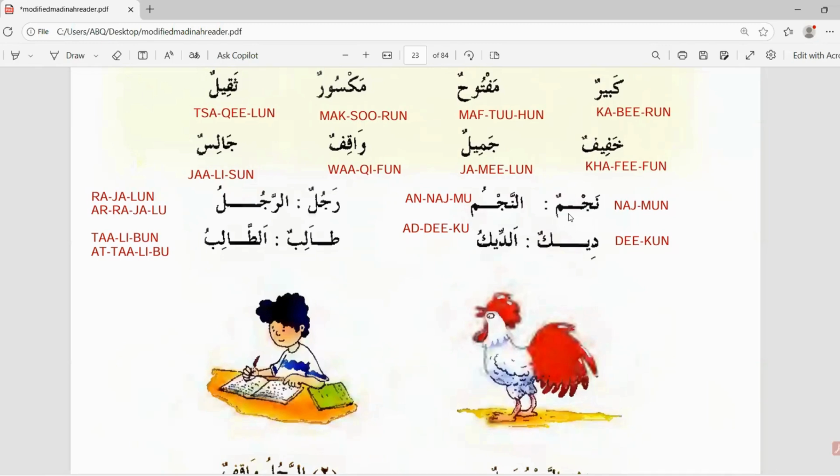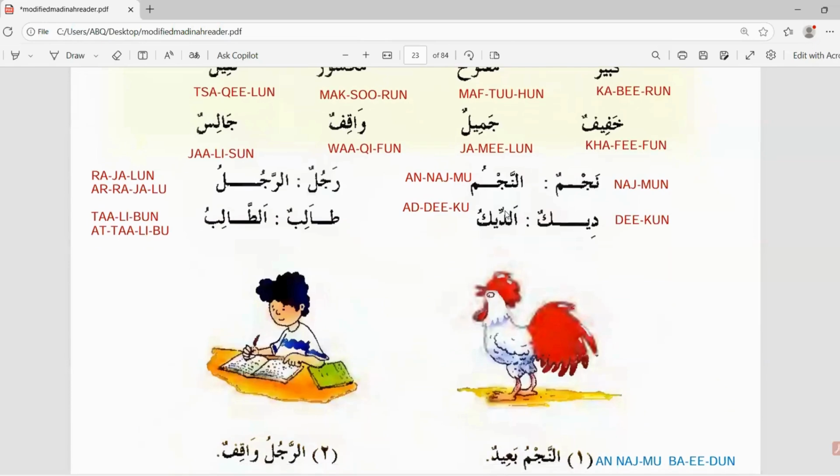Najmun, star. Najamun, star. An-najamu, the star. So I'm going to stop here, and the reason is that there is a special rule which you have to understand in order to fully understand and learn these new words. So for today we'll stop here and then we'll continue in the next class.